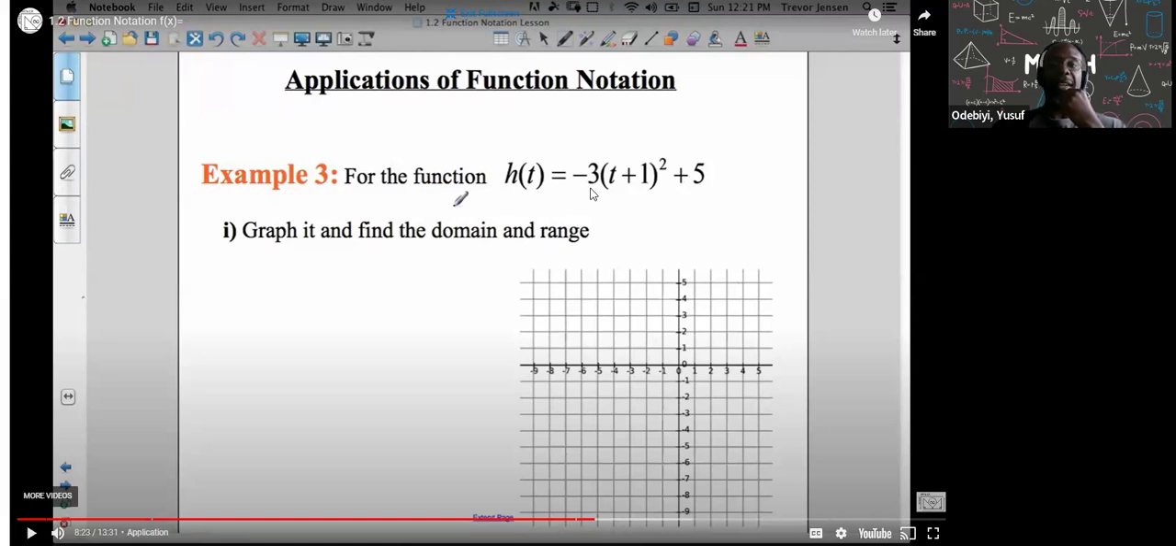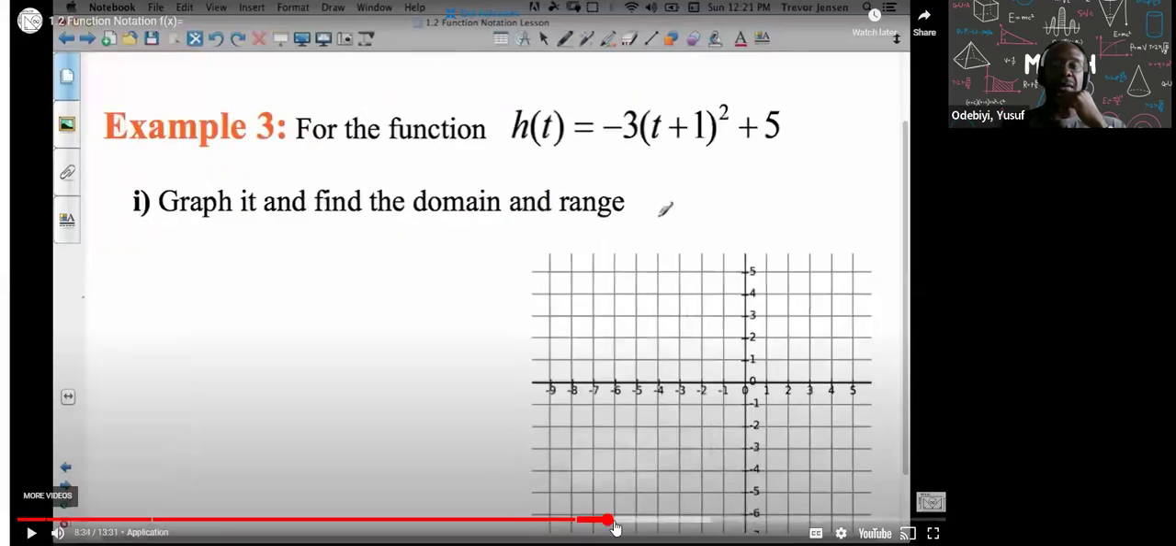Yeah, because you have a negative there, right? The negative tells you it's going to open up, and it's going to be a stretch of 3. Okay? So you're going to graph it.